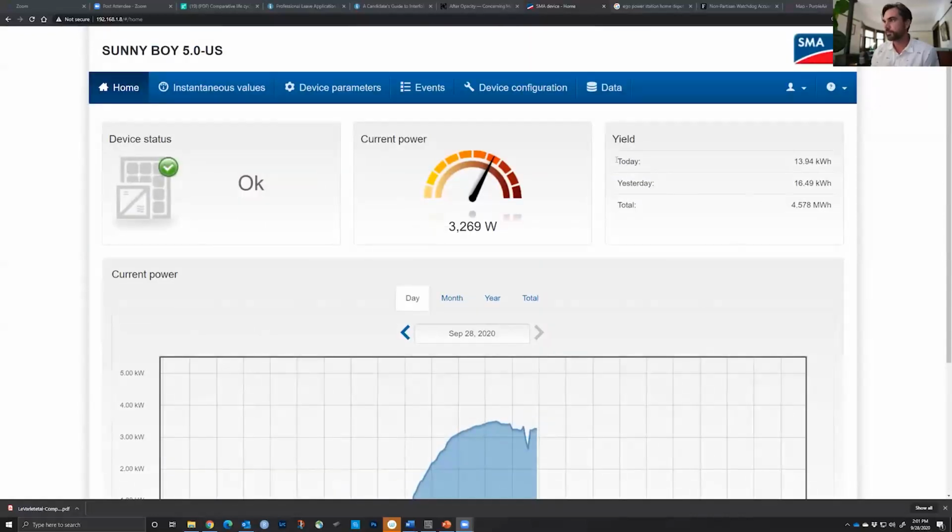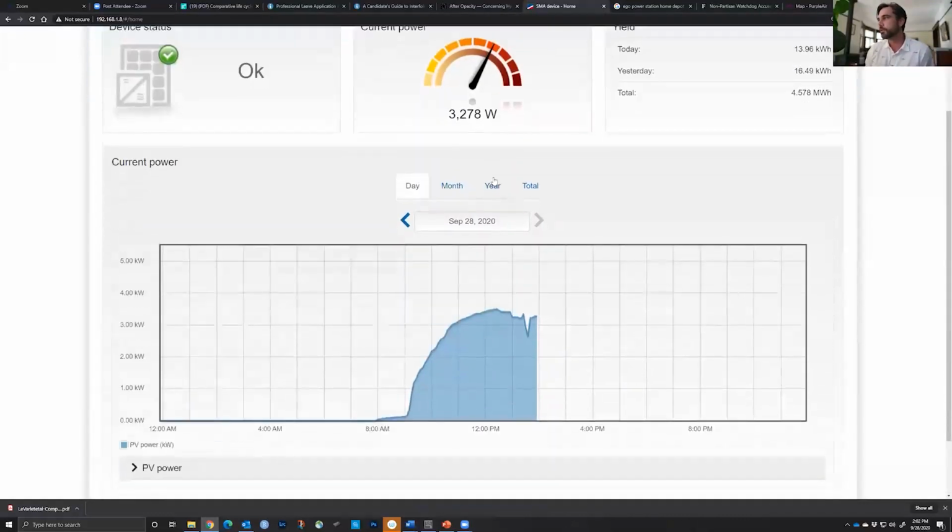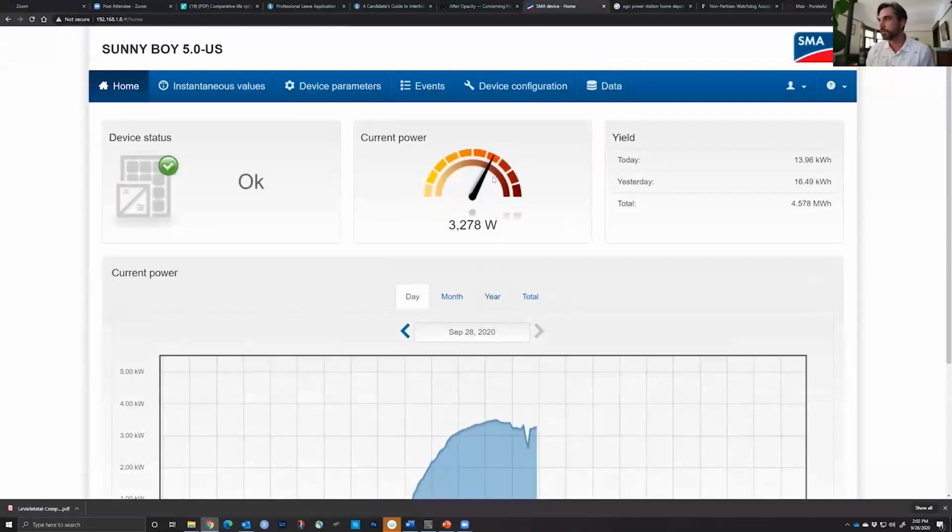And let's check out the actual production. We're at 13.94. So the math checks out, right? Energy equals power times time. And this is a good day for September, so I'm happy.